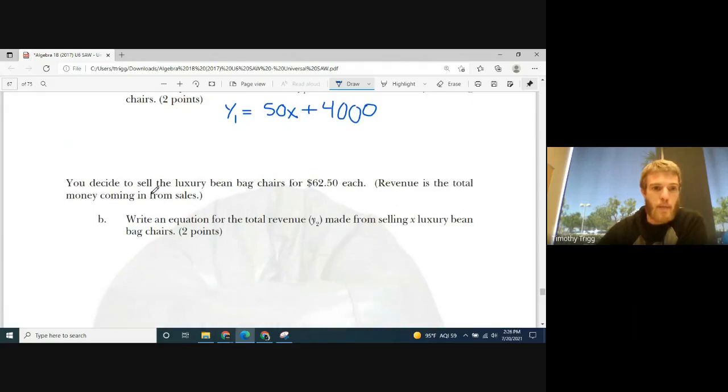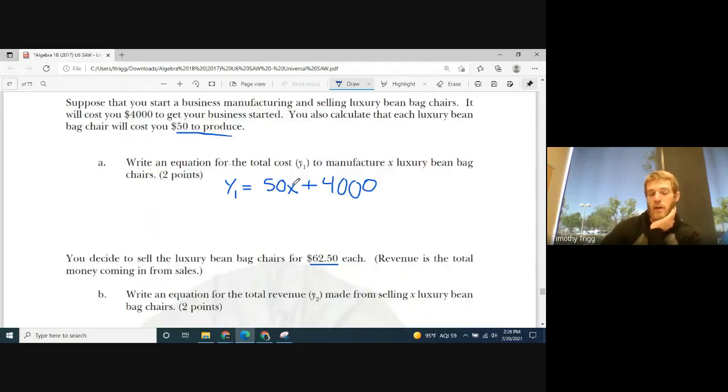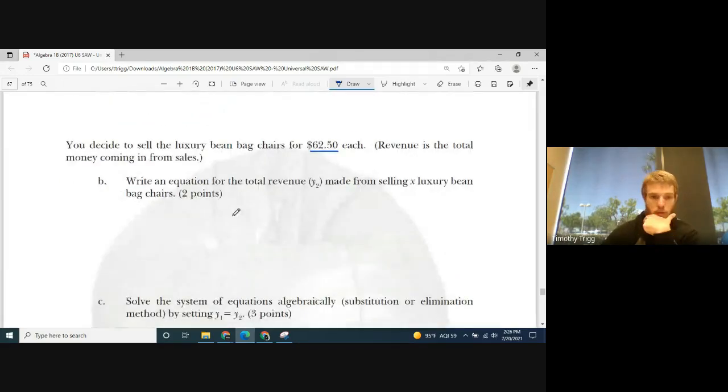Okay. Part B, you decide to sell luxury beanbag chairs for $62.50 each. Revenue is the total money coming in from sales. So we have our cost equation above. Now we're going to create a revenue equation. It says write an equation for the total revenue, y sub 2. So we're going to have y sub 2 equals, and then we make our revenue equation.